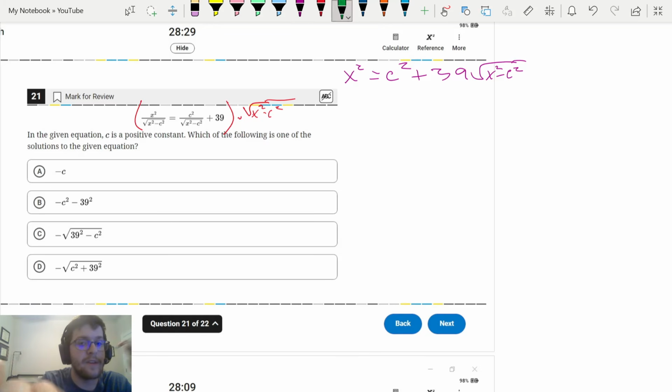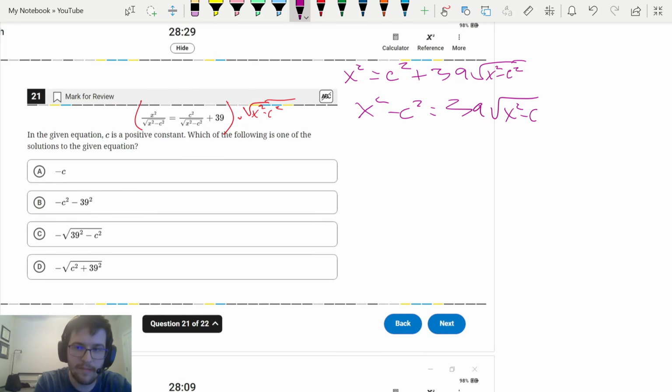So you see, if I'm looking at the left guy, it goes away, right? And if you're looking at the middle guy, he goes away, right? But if you're looking at the right guy, he doesn't go away, so you got to keep him. Okay, now we subtract c squared and we get x squared minus c squared equals 39 root x squared minus c squared. And now we divide both sides by root x squared minus c squared, and we get root x squared minus c squared equals 39. I did this a little bit differently than the answer key did, but whatever you think is easier.